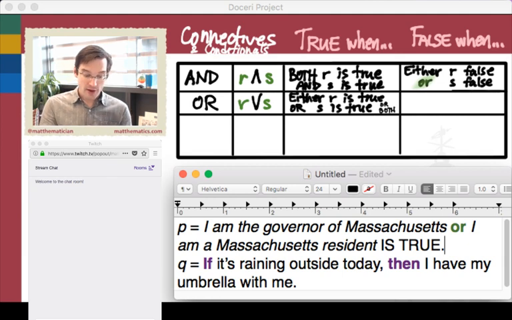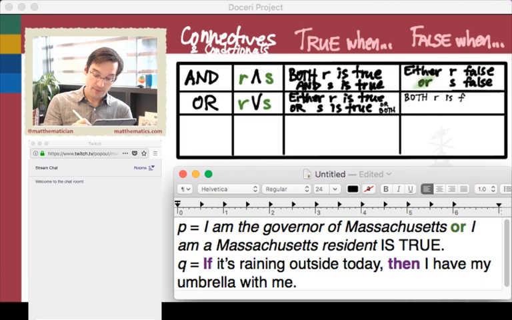So if I'm a lawyer for the other side trying to show that the disjunction is false, if I march into court and say, I'm the governor of Mass or I'm a Mass resident, and somebody wants to prove me wrong, now they have to prove a lot more. To prove that the or statement is not true, I need to show that both of its pieces are false. Both R is false and S is false.